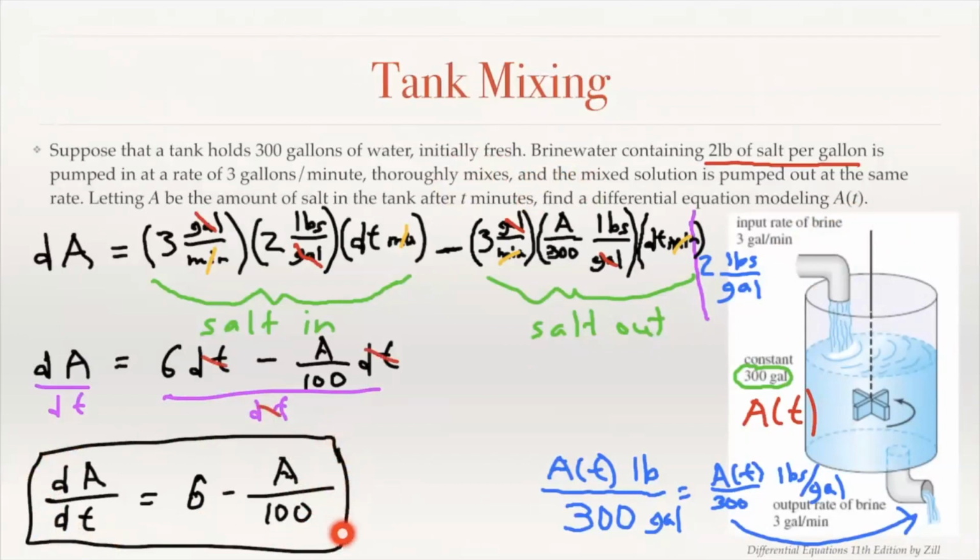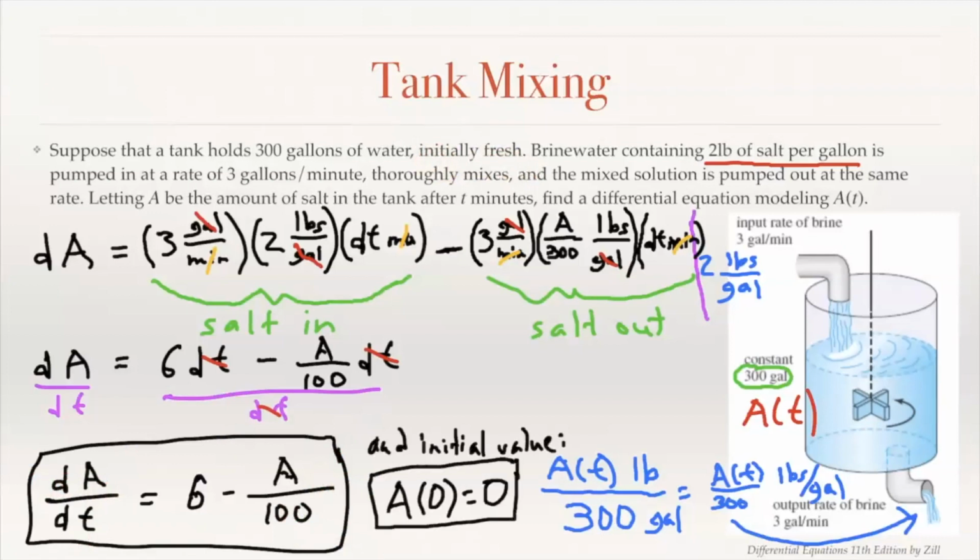Okay, but remember, this also had an initial value. This has a whole family of solutions. What is the initial value here? The initial value is the amount of salt in the tank originally. And it said that initially the water was fresh. So at time t equals 0, there are 0 pounds of salt in the tank.